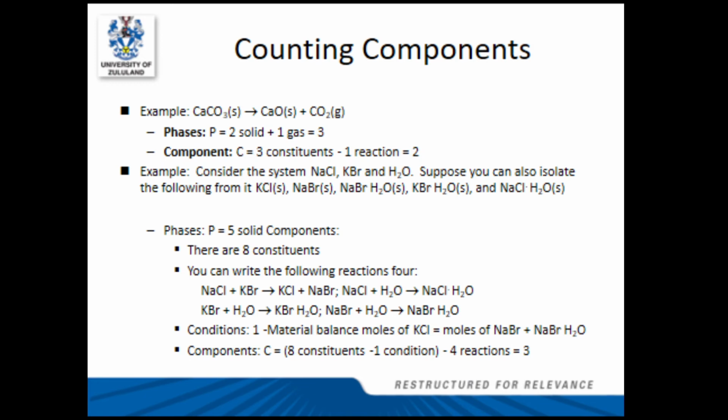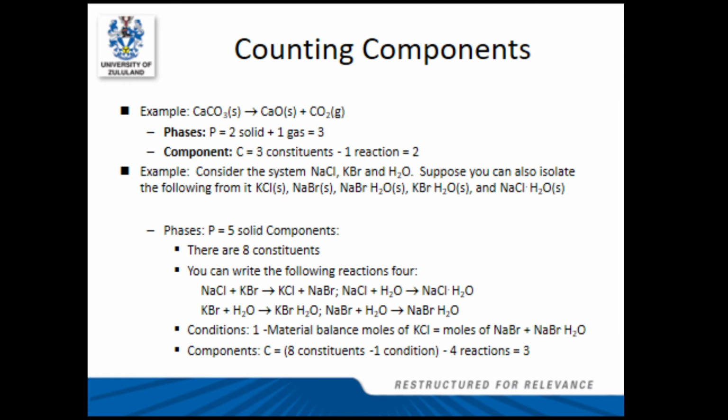So let's look at another example. This one looks a little bit freaky, but it's not difficult at all. Consider the system: sodium chloride, potassium bromide, and water. Suppose from that system, you can also isolate the following. You can isolate potassium chloride in solid state, sodium bromide in solid state, sodium bromide water in the solid state as well, potassium bromide in the solid state, and we can also isolate sodium chloride in the solid state.